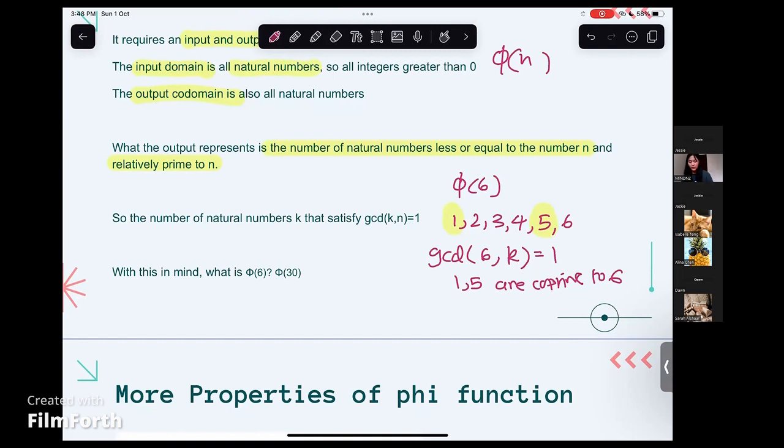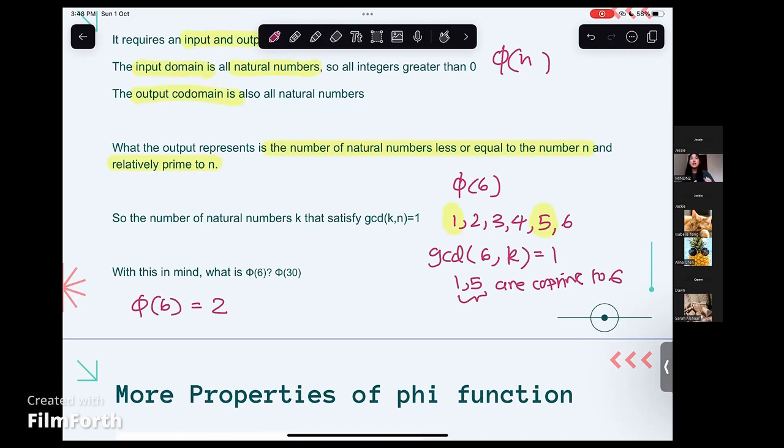Yes, exactly, right? So there's 1 and 5. 2, yeah. So then the value of the phi function, or whatever you want to call it, is going to be equal to 2. Right? So that's how we get it. So that's how we define the function. Does that make sense to everyone?